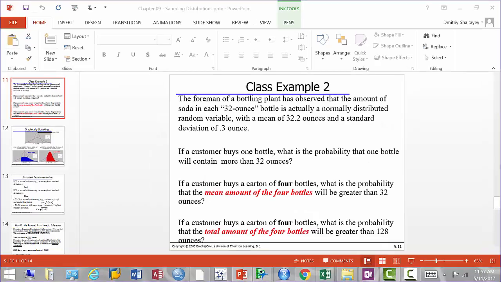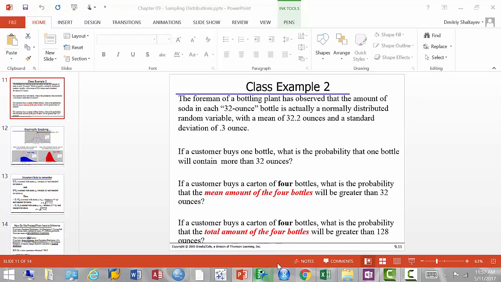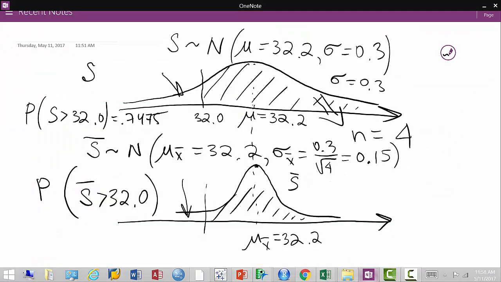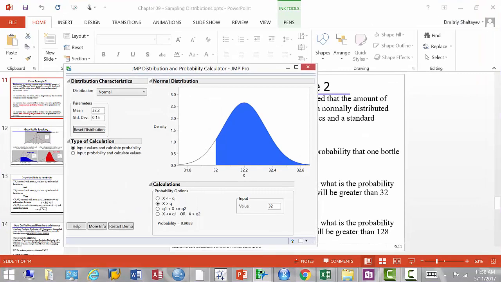So let's go back to JMP, and here it is. The only thing that I need to change really is the standard deviation, right? Mean is the same. I'm still looking for the right tail from 32, but the standard deviation is half of what it used to be, 0.15. And the probability that I'm looking for is 0.9088.